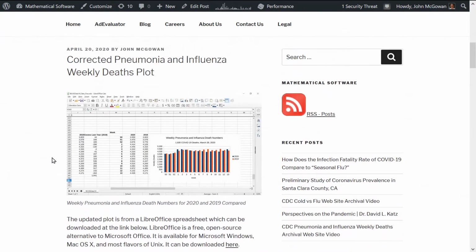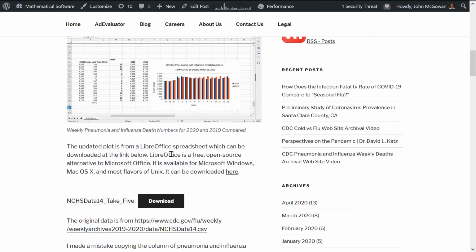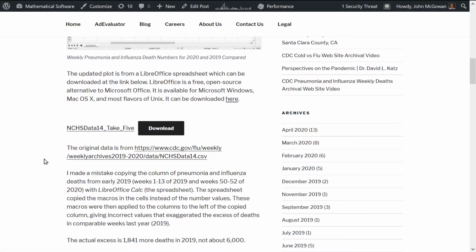Again, this is the plot. The updated plot is from a LibreOffice spreadsheet, which can be downloaded at the link below. LibreOffice is a free open source alternative to Microsoft Office. It's available for Microsoft Windows, Mac OS X, and most flavors of Unix. It can be downloaded here. This is the actual spreadsheet, so you can download it and look at it yourself and see what's going on. Let me know if you find any additional errors. I've tried really hard not to, but I'm obviously not perfect and don't claim to be.